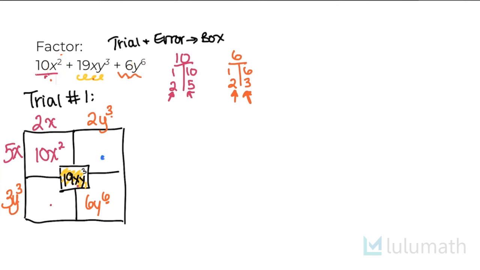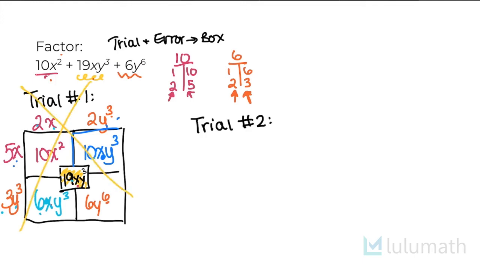So to determine what goes in this box here, I would multiply this 5x right here by this 2y to the power of 3 right here. And 5 times 2 is 10, and then xy to the power of 3 is just xy to the power of 3. Then to figure out what goes in this box here, I would do 3 times 2, which is 6, and then I've got xy to the power of 3 here. And 10 and 6, there's no way that I can get a 19 from that, which tells us that trial number 1 does not work.